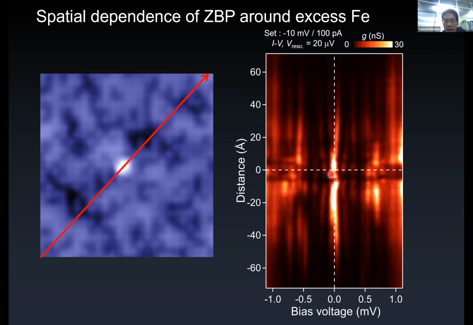And also along this direction, we can see the same features. When we go away from the impurities, this zero energy peak splits into two finite energy peaks. So this means that the observed zero energy peak is not the Majorana zero mode, just the Yu-Shiba-Rusinov state.